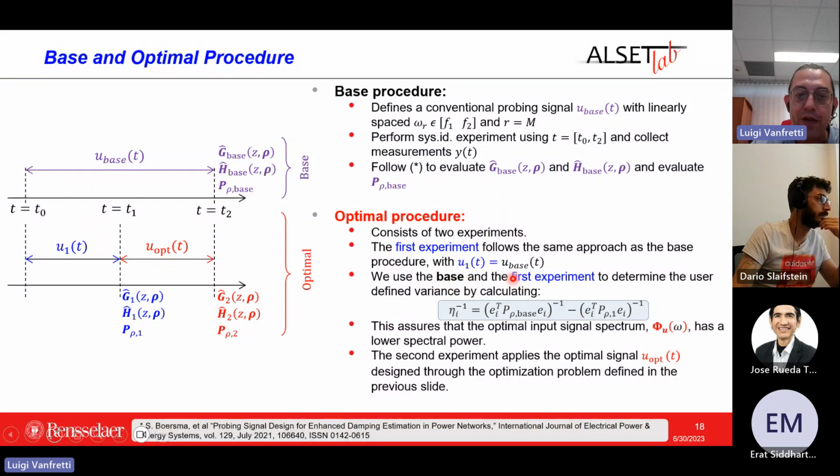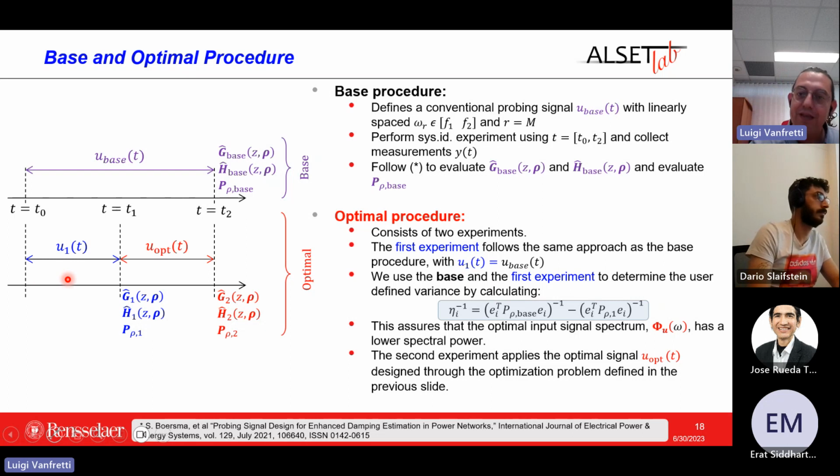In the first experiment, we will calculate the user-defined variance, okay? So what this means is that we're going to calculate the variance of the multisine that you have here, and we're going to say that the constraint on the variance is that you have to be lower than what you get with a multisine. So that's the idea of the first experiment.